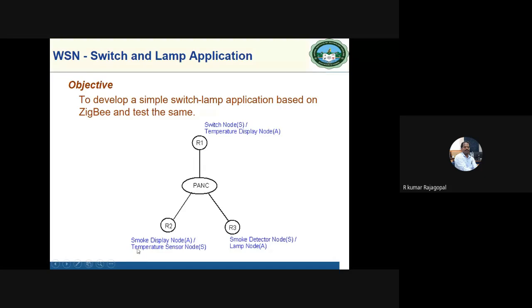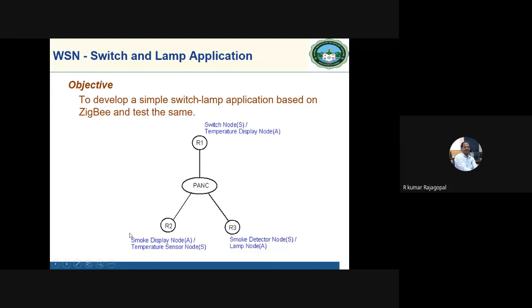Similarly, if the temperature sensor detects some temperature in R2, that will be displayed in R1, which is the temperature display node. Similarly, the smoke detector in the R3 node will activate a smoke display or siren in R2. So in this particular PAN and routers 1, 2, 3, we have some integrated applications.